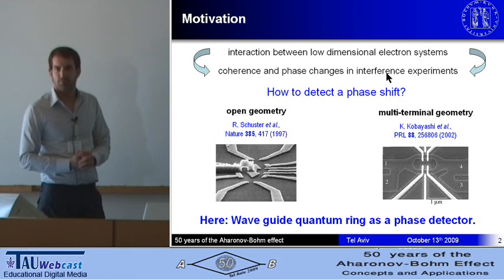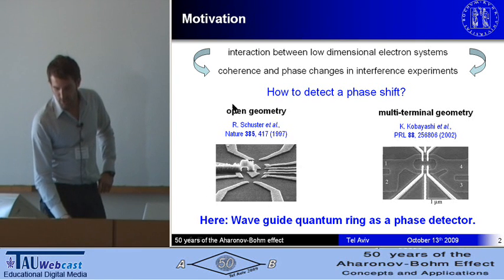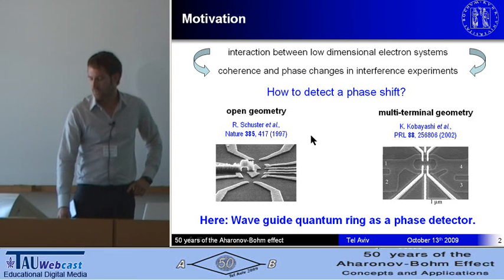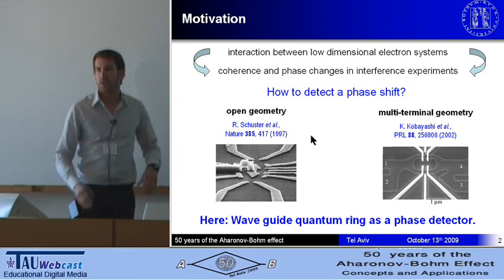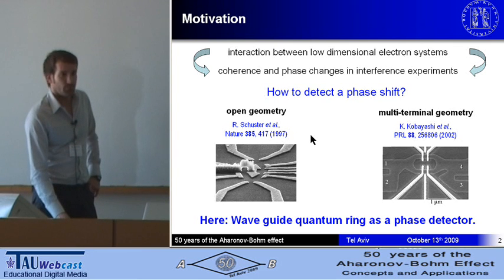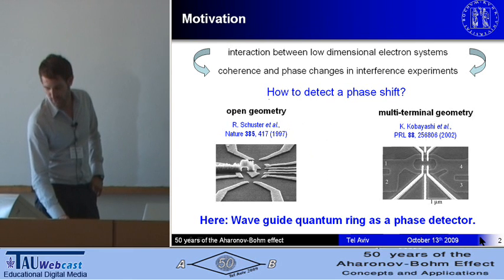One, favored by the Heiblum group, makes use of an open geometry Aharonov-Bohm ring, and another one makes use of an Aharonov-Bohm ring in a multi-terminal geometry. We will now focus on an Aharonov-Bohm ring made from waveguides, and I will show you that we are able to detect a phase shift in such a ring device.